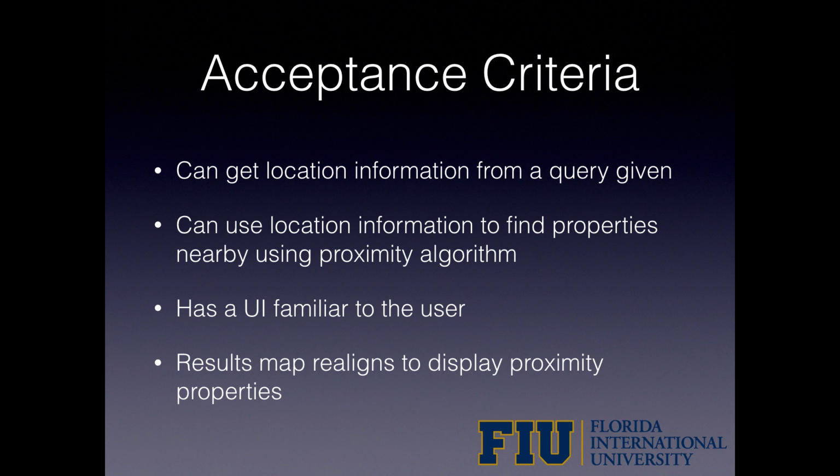Also, I wanted to have a UI familiar to the user. Put simply, I don't want a complicated UI. I want a UI that is familiar to the user so they don't have to learn to use the product. So a good starting point is something familiar like Google, just one query box, one search box. I also want the results map to realign to display the proximity properties. I want the users to get feedback that they actually got properties near a location they care about. So in the results map, I want it to change to the proximity. If you're searching for Miami, I want the map to display Miami.